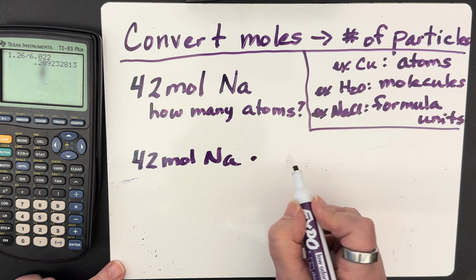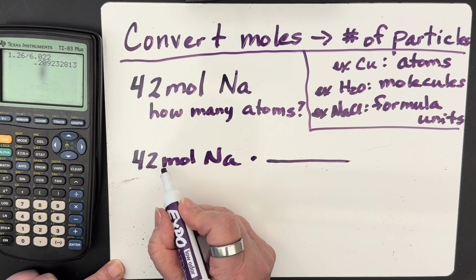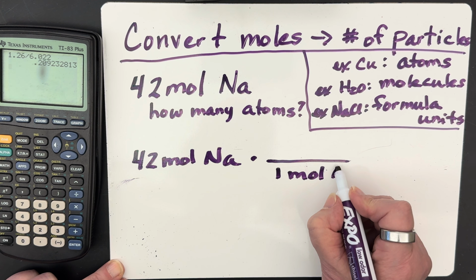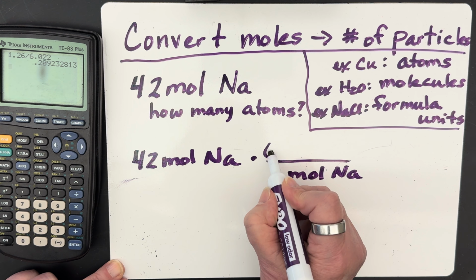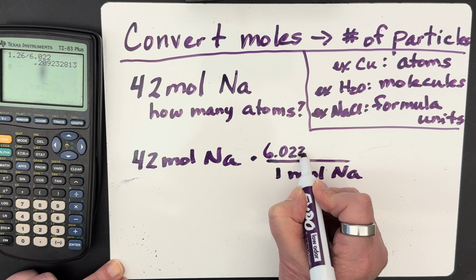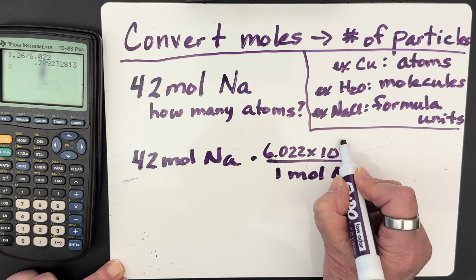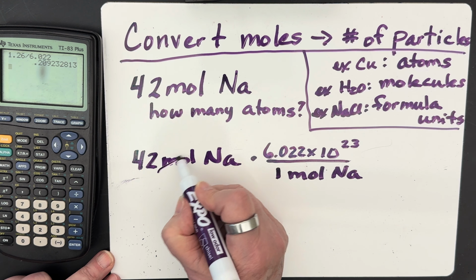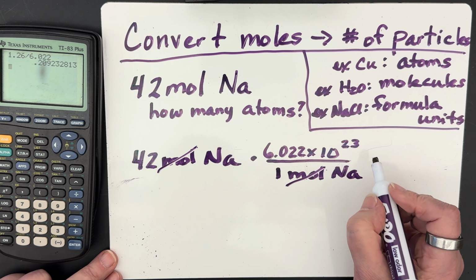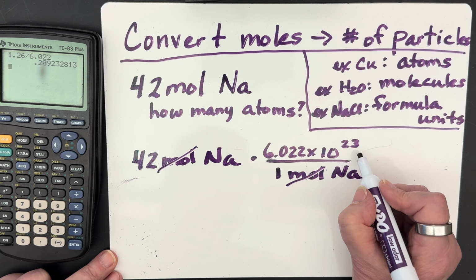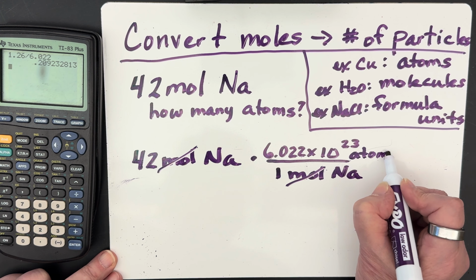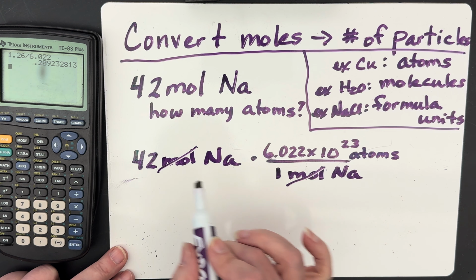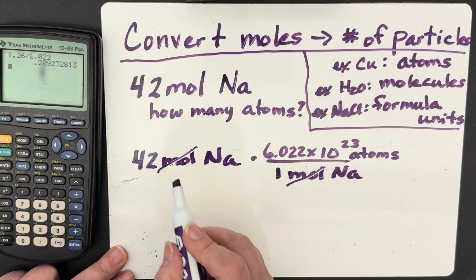And we need our conversion factor. We have moles on top this time, so we want to cancel. And we know that 1 mole of anything is equal to Avogadro's number, 6.022 times 10 to the 23rd. So our mole unit will cancel, and we're left with atoms of Na on top. So we don't even need the bottom really. We're going to do 42 times Avogadro's number.